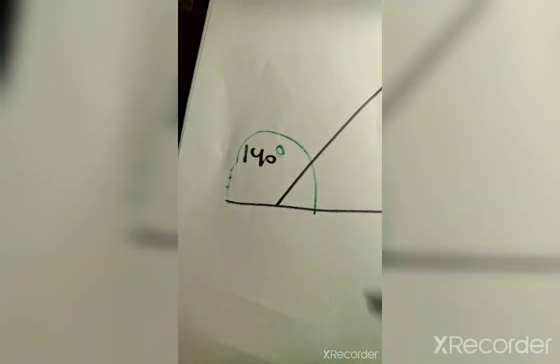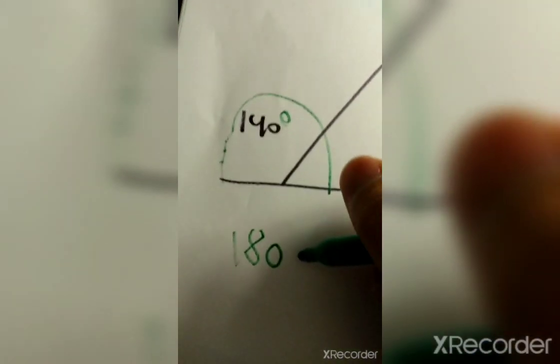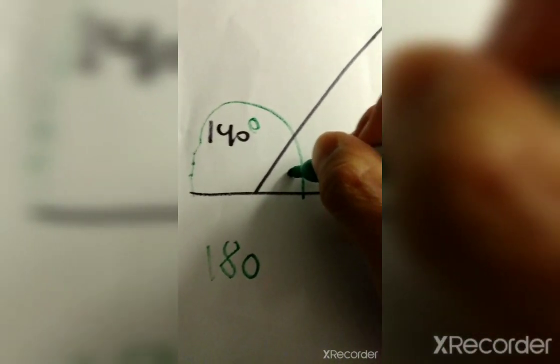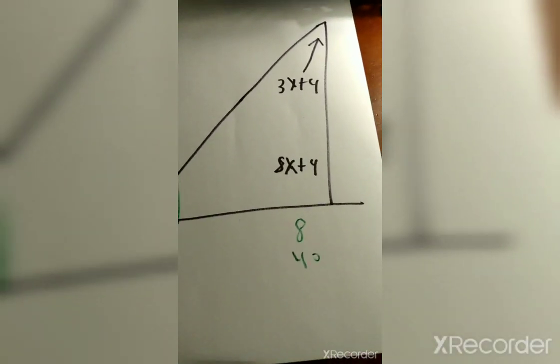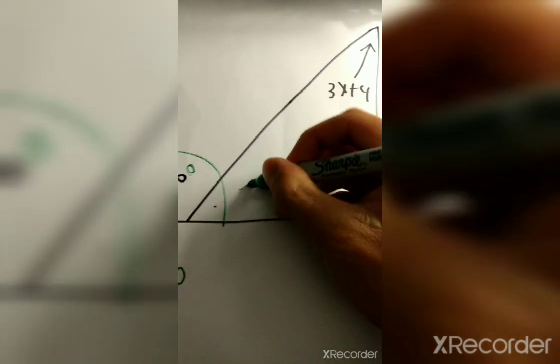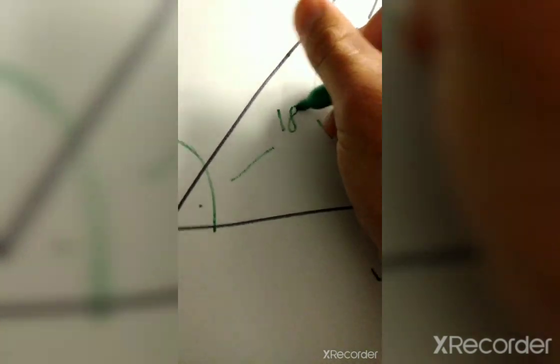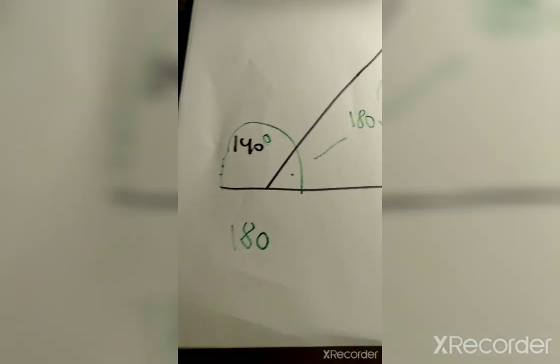That is a supplementary angle: two angles that add up to 180 degrees. So, if we find this angle, we'll be able to find out what these are, because that angle, this one, and that one also equal 180. The angles inside the triangle all equal 180 degrees too. So here's an example of a supplementary angle.